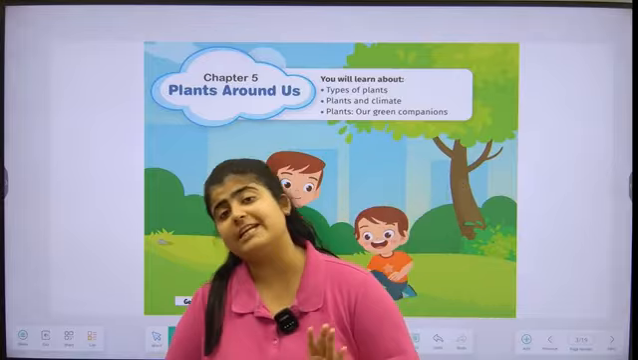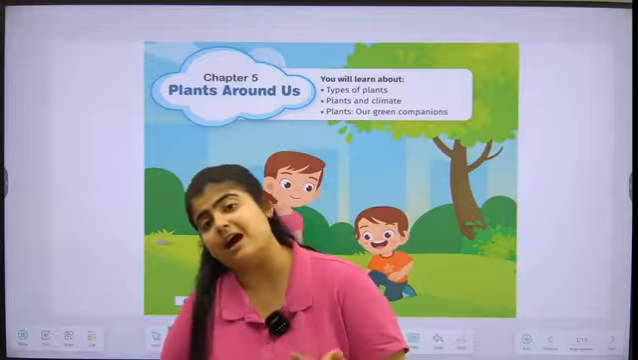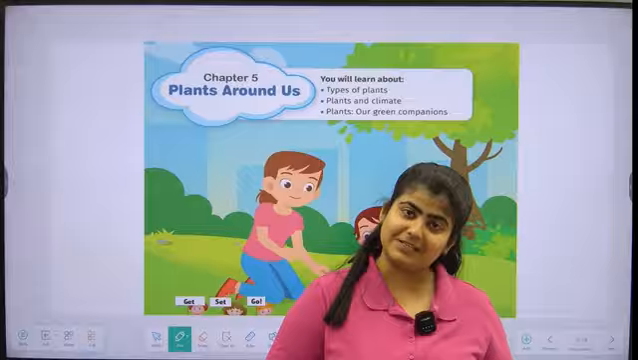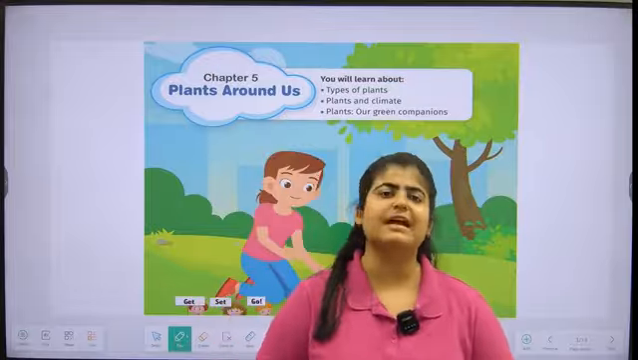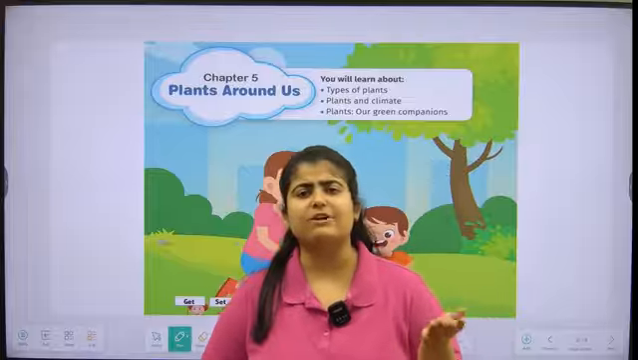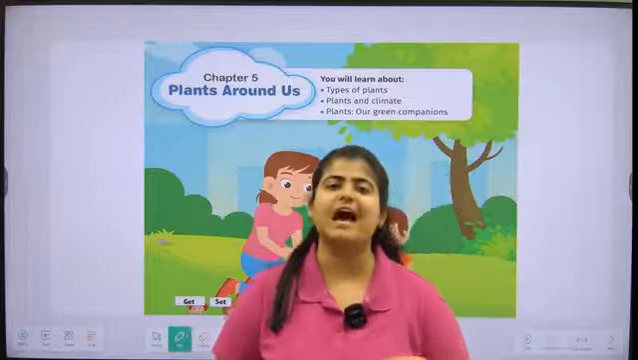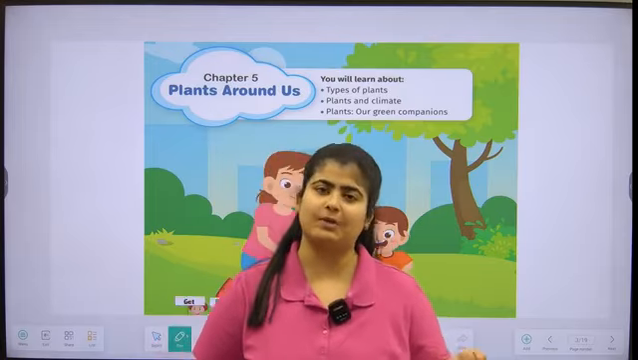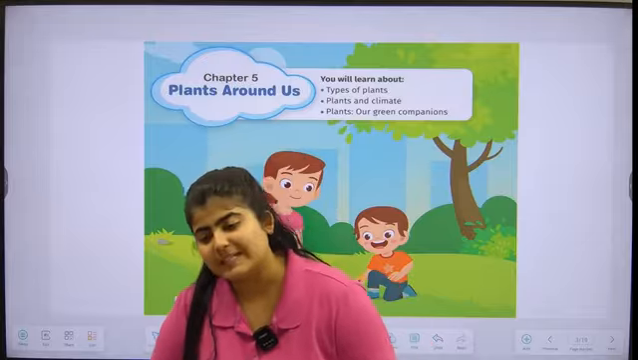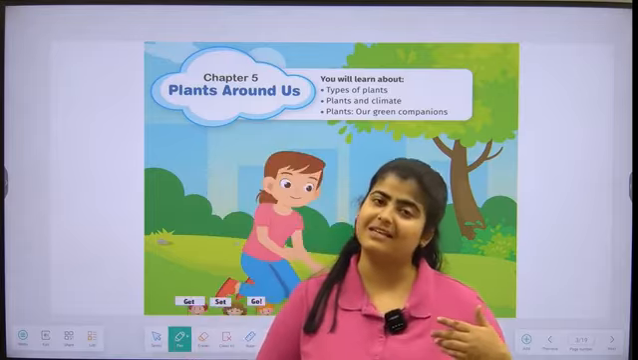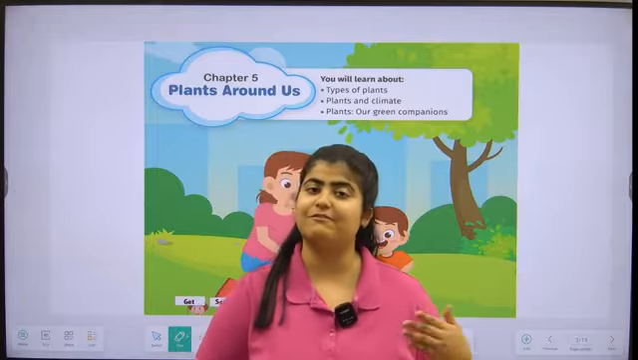They also need air. Which air? They need carbon dioxide. And where do they get this carbon dioxide from? They are standing in one place. They're not going anywhere. They don't have a nose to breathe, right? Just like us. But carbon dioxide is the gas which is taken by plants to make their food.